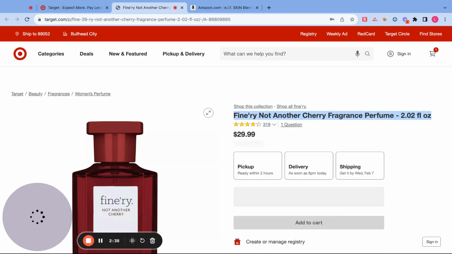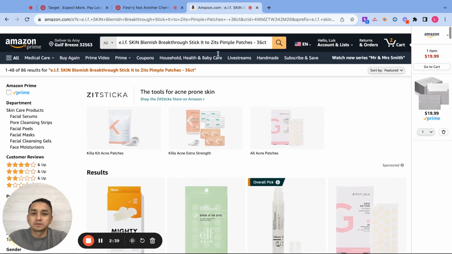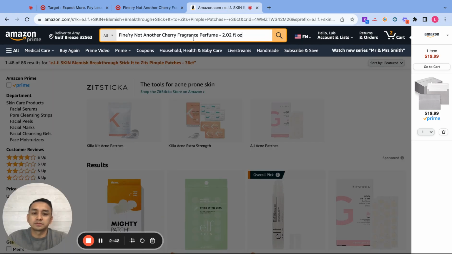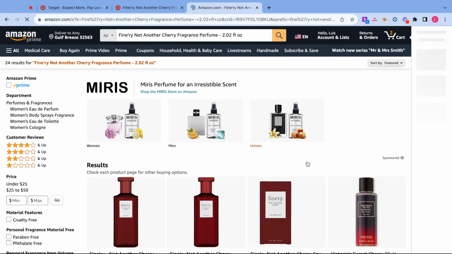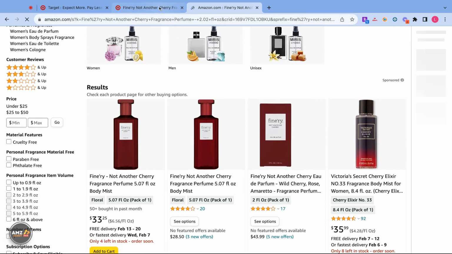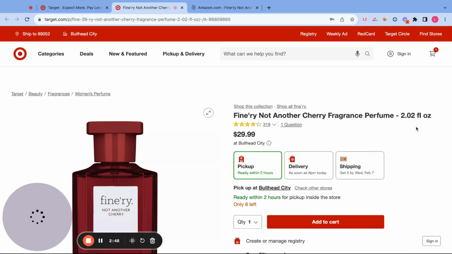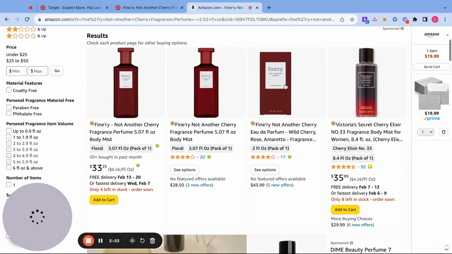Amazon. Let's see. Okay, so this one is a 2.02 fluid ounce perfume. I think this is the one.